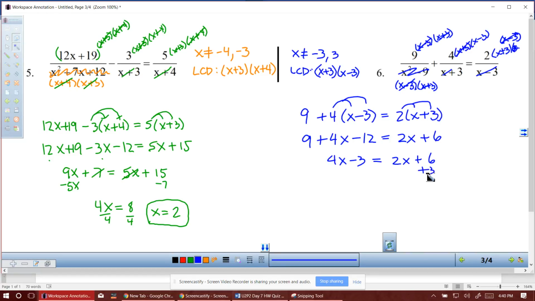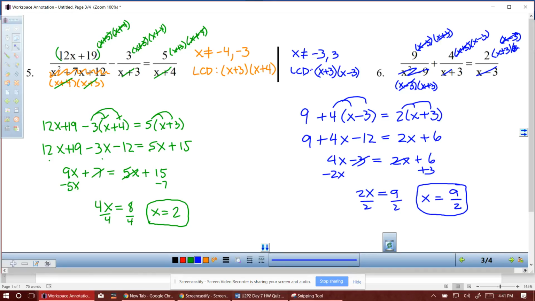I'll add 3 to move the 3. I'll subtract 2x to move the 2x. And I'll get 2x is equal to 9. Divide by 2. And I'll get x equals 9 over 2. So as long as 9 over 2 is not negative 3 or positive 3, we are good with that solution.